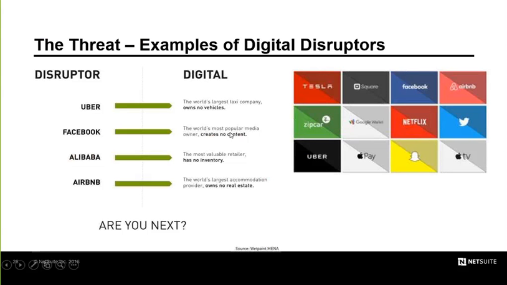And we're seeing a lot of digital disruptors in today's world. Who would have guessed 10 years ago that the world's largest taxi company, Uber, owns no vehicles, that the world's most popular media owner doesn't create content? How about that the largest accommodation provider doesn't own any real estate? So these organizations are moving into the market and creating incredible disruption.